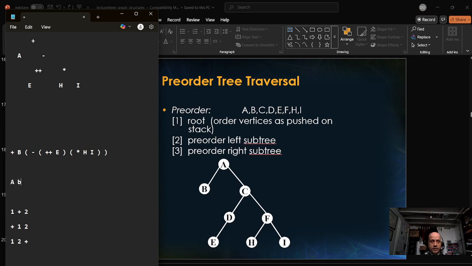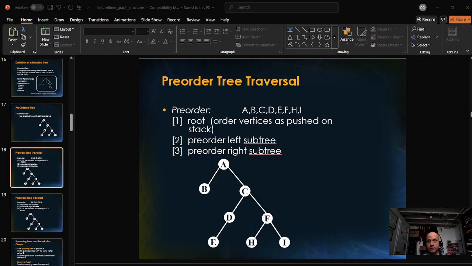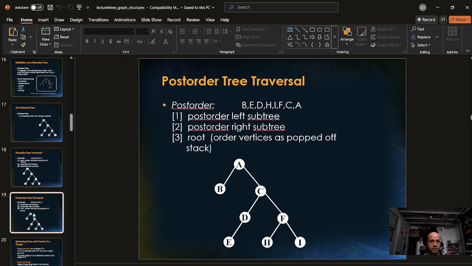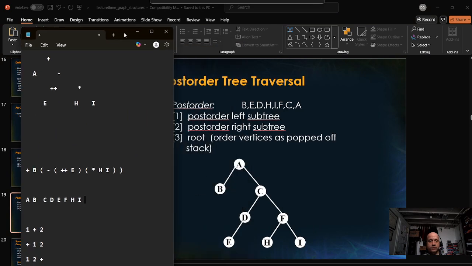So again, I would have A, B, and the minus would be the C, and then D and E, and D, E, and then F and H, I. Okay, so put that aside and let's draw the comparison between that and the post order, and we can see the difference. And go with my simplified example.